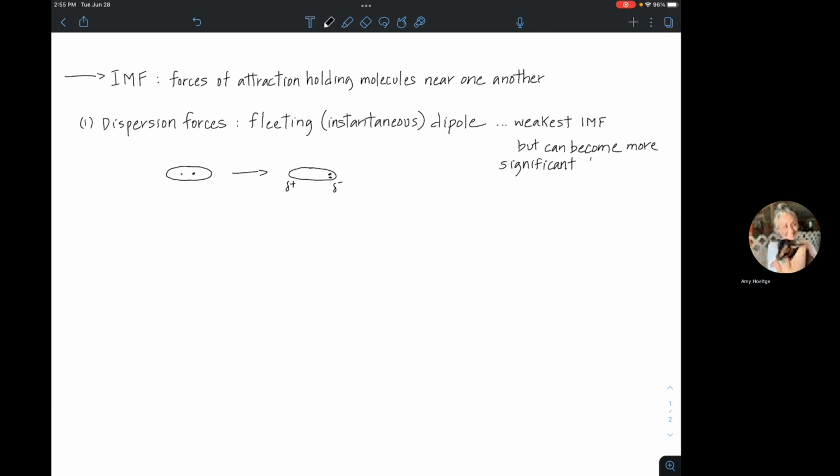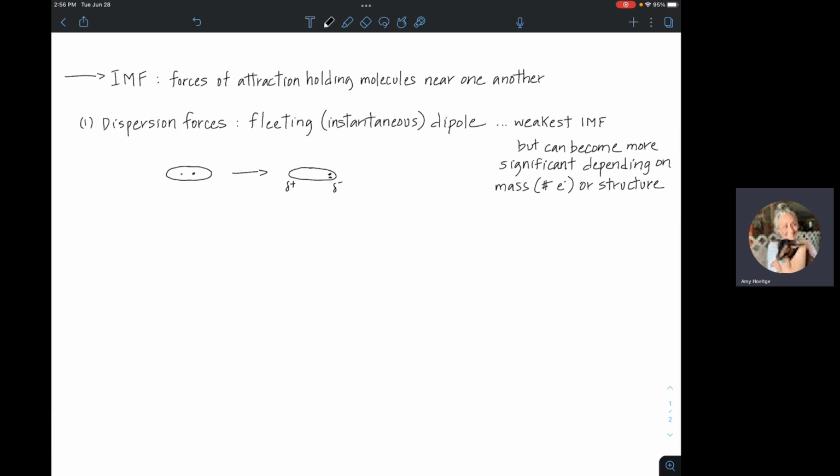So I'll say depending on the mass. So depending on the mass, in other words, the number of polarizable electrons in order to make that partial positive or partial negative charge, or structure. Physical properties that we talk about being affected by this in Gen Chem are usually just boiling points or vapor pressure or something like that.